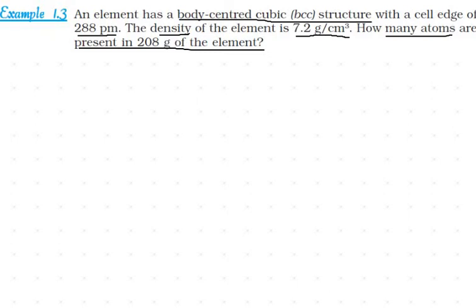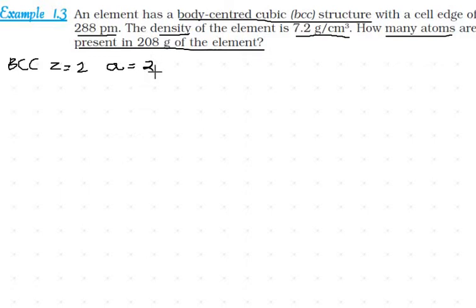Okay, so first of all, it is given an element has a body centered structure. That means if I write here that it is BCC, so for BCC, Z is equal to what? Small z is equal to 2. Okay, then it is having a cell edge length. Cell edge length is equal to what? A, and A is equal to what?